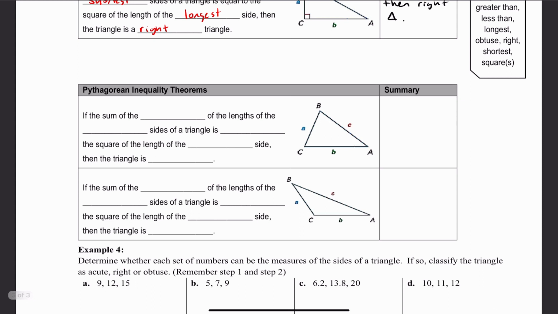Here's some more. If the sum of the squares of the lengths of the shortest sides of a triangle is greater than the square of the length of the longest side, then the triangle is acute.